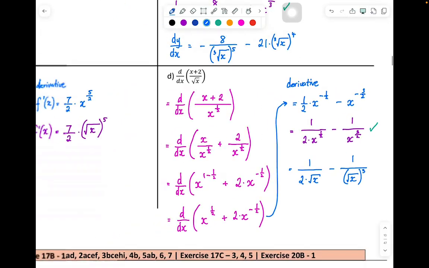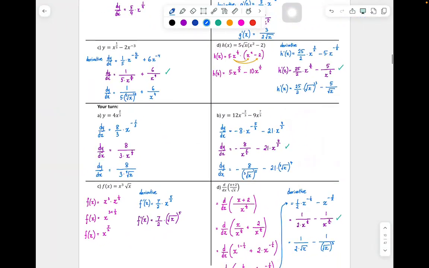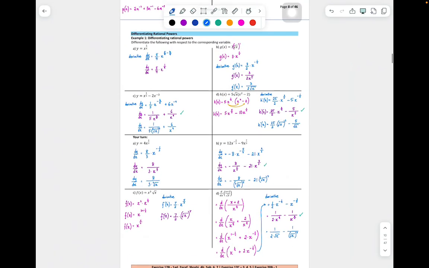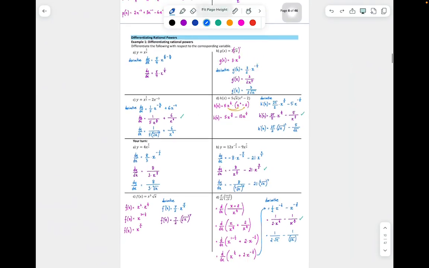That's it. So these are all the examples done in this video. Did take a bit of time, but now you can see how to differentiate by rational powers. Don't forget to pause the video, rewind and rewatch if you'd like to revise.